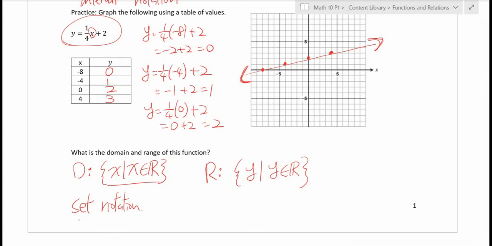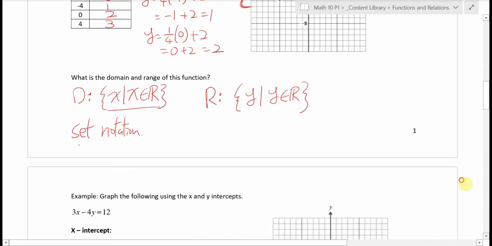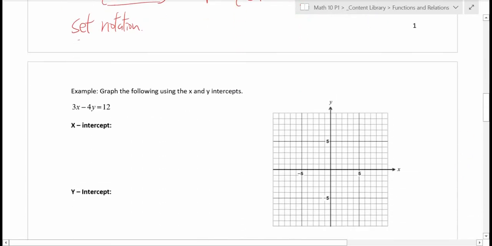Using a table of values is only one of the methods. I'm going to show you another method. This time we're going to graph the linear function using the x and y intercepts. Recall the x-intercept is basically the point that crosses the x-axis. And this happens when y equals 0. So that's the key.